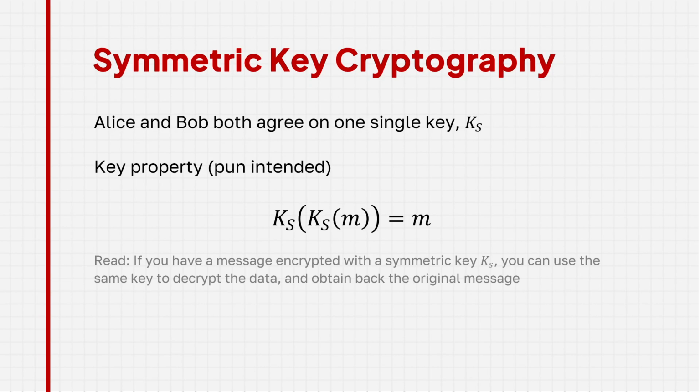An important property here that you will see later on in the tutorials: if you encode a message using the symmetric key and use the same symmetric key to decode, then you will get back the original message. That is basically the key property of symmetric key. Okay, questions?